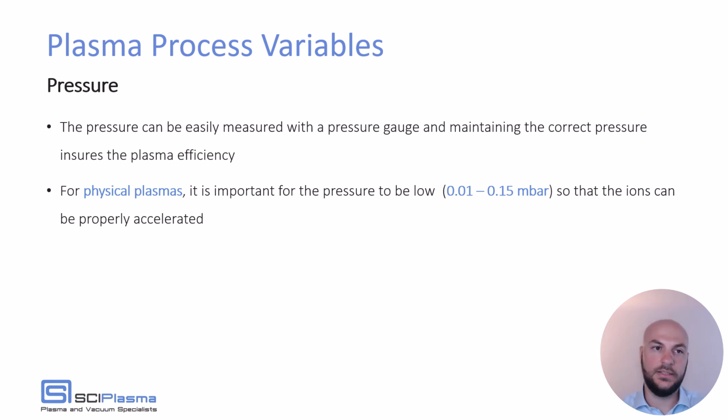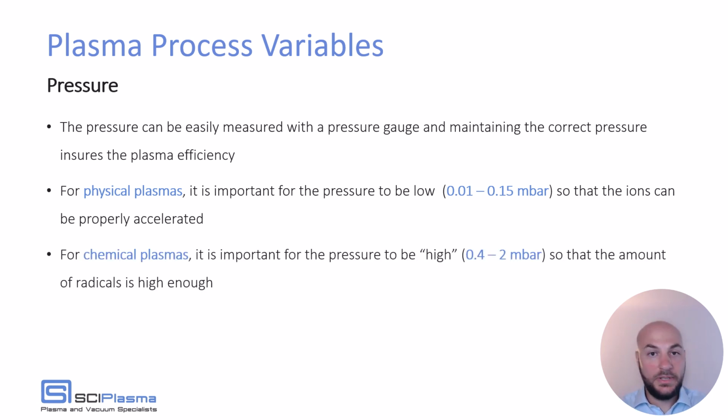For chemical plasmas, instead, the pressure needs to be high, in the sense that it needs to be into a higher range between 0.4 and 2 millibar, for example. In this case, chemical plasmas, they work differently. Chemical plasmas are generated with oxygen, nitrogen, hydrogen, and all these polyatomic gases. In this case, we don't need to accelerate ions. We want to produce a lot of radicals, and these radicals are the key players.